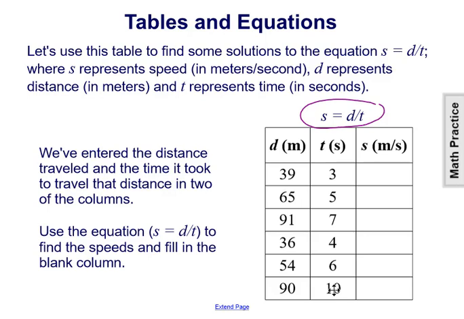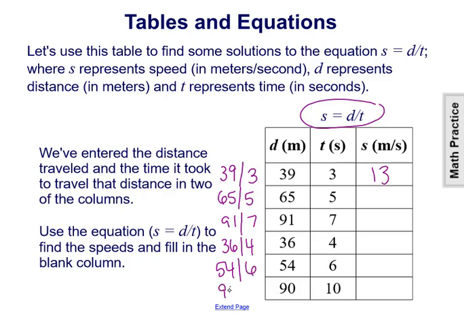So we can use the equation s equals d over t to find the speeds and fill in that blank column. So we know that if s equals d over t, we're dividing the first column by the second. So for that first row, if we have a distance of 39 meters and a time of 3 seconds, that would be a speed of 39 over 3. That would give us 13 meters per second. The second column, again, we're dividing the values. So 65 over 5, 91 over 7, 36 over 4, 54 over 6, and 90 over 10 will give us the values for that third column.